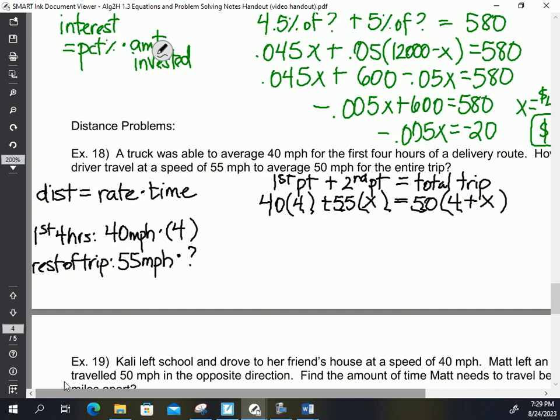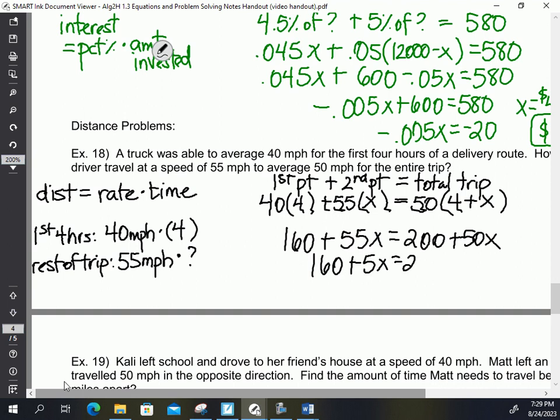But our algebra is set up. Now it's time to actually do some work. 160 plus 55x equals 200 plus 50x. Move the 50x over, so 160 plus 5x equals 200. 5x equals 40, so x equals 8 hours. So that's 8 hours at 55 miles per hour. If they want to achieve this average, that's how long they're going to have to go 55 miles per hour.